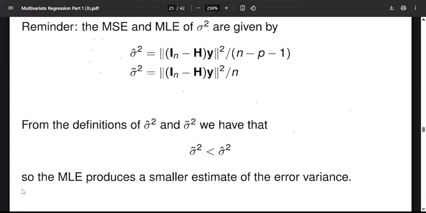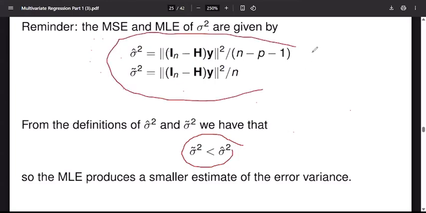We want to have a justification here. The justification is that if you take a look at what I have here, it is very obvious that if this is this, now, if you take a look at this, 1 over n minus p minus 1, compare that with 1 over n. Which one is going to be smaller out of the two? It's the first one that will be smaller.